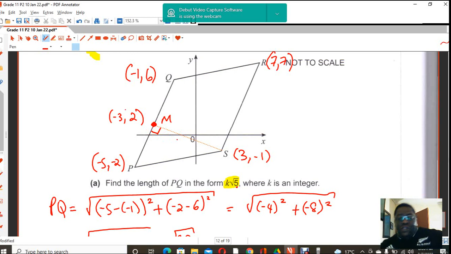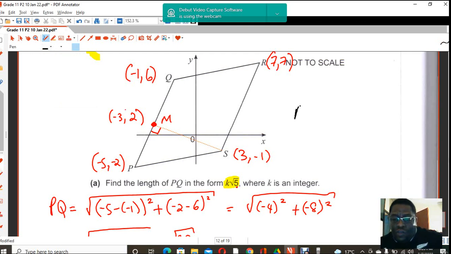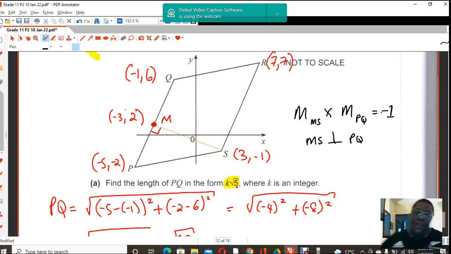So when that happens, and this is the important thing you should remember when you are trying to show this, the gradient of line MS, when you multiply it with the gradient of line PQ, should give you a product of -1. When that happens, we'll say line MS is perpendicular to line PQ. All right, so we're going to look at the gradient of MS and PQ.